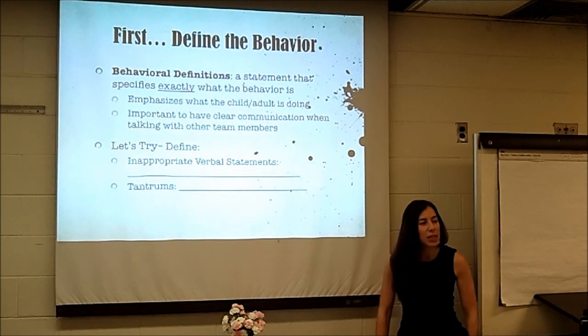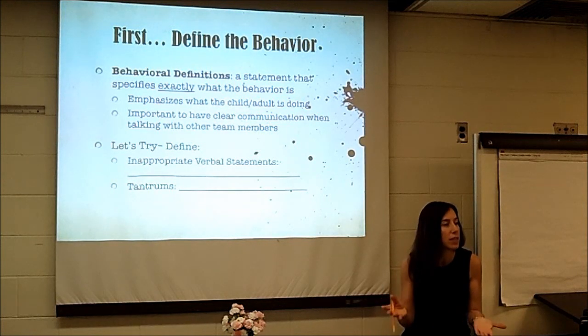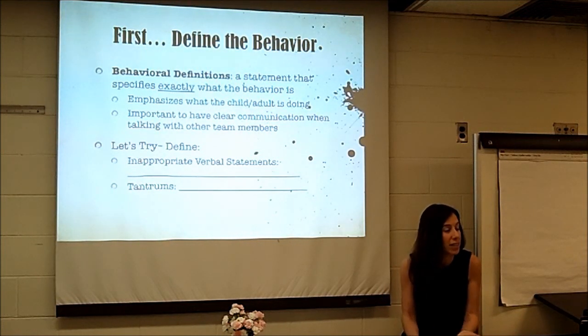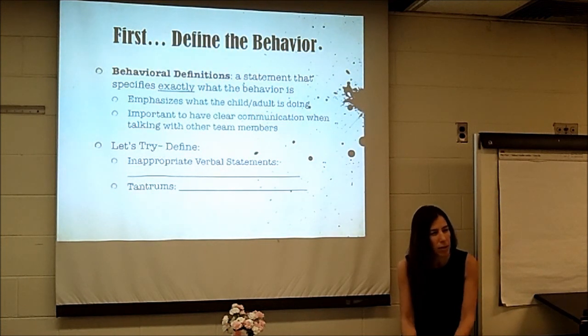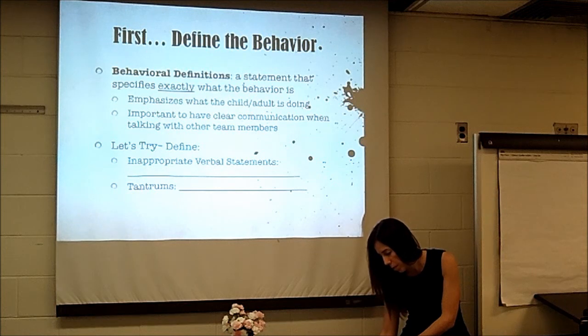Okay. So then we would want to define it specifically for this scenario, for this child, and see, is there a specific area that he elopes from, or what does it look like? Does he run away? Does he sneak away? Does he say, I'm out of here? Oh, really?